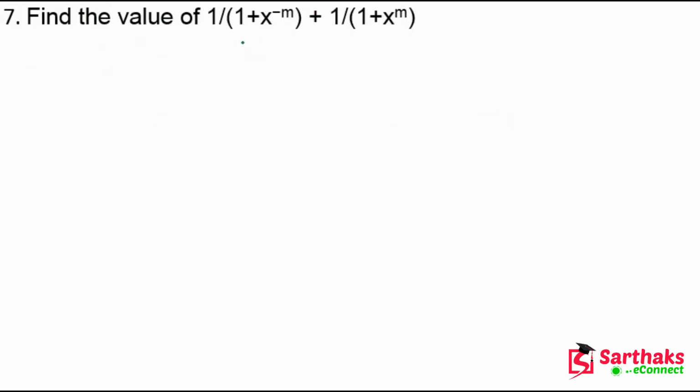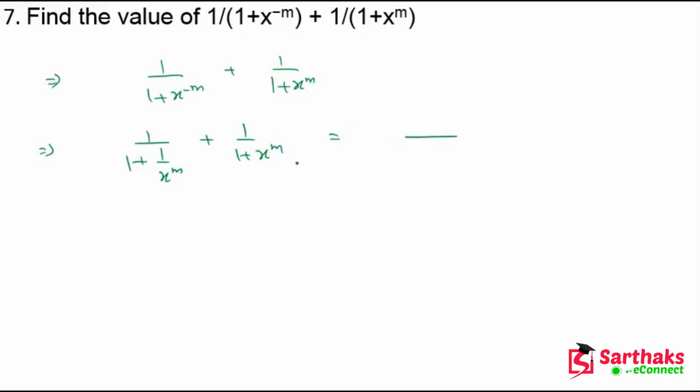Now find the value of 1 upon 1 plus x raised to power minus m plus 1 upon 1 plus x raised to power m. Okay. Now how we can solve this? So here you can see that we have 1 upon 1 plus x raised to power minus m plus 1 upon 1 plus x raised to power m. Okay, got it? So here we can write this x raised to power minus m as 1 upon x raised to power m. Got it? Plus 1 plus x raised to power m.